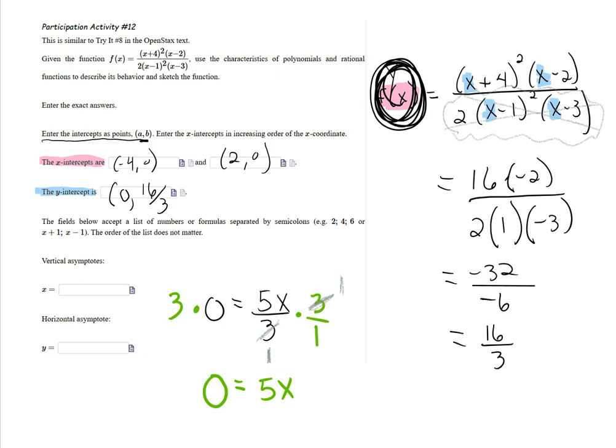All right. And then they want the vertical asymptotes. So the vertical asymptotes, let me rewrite this.